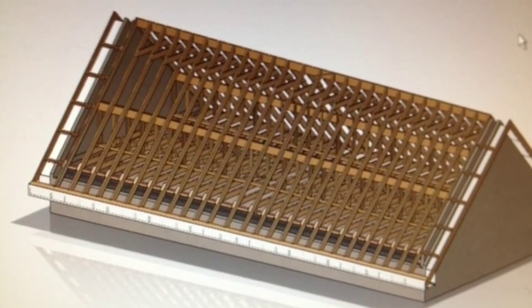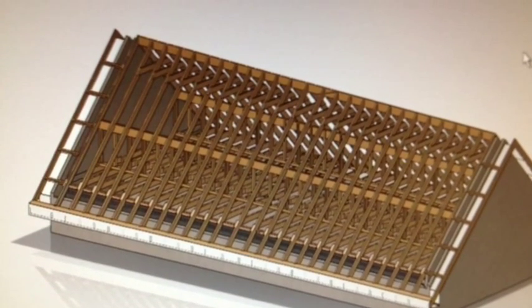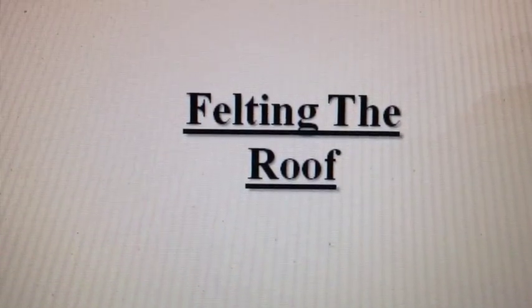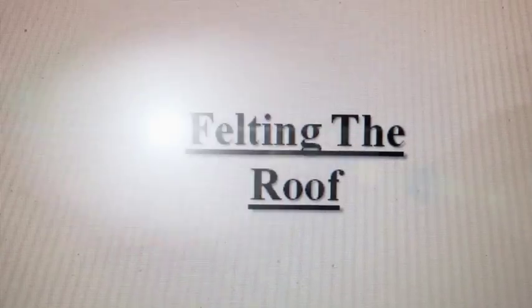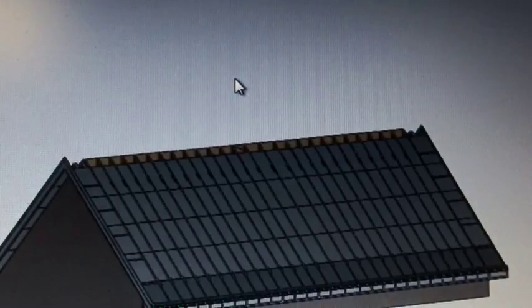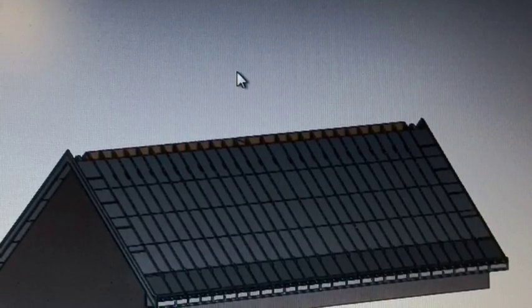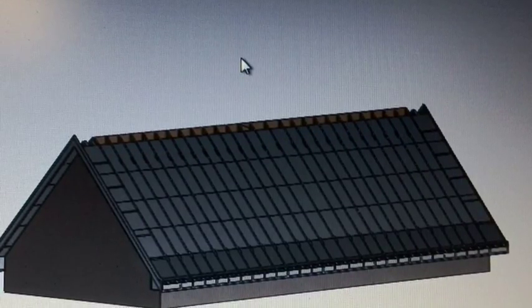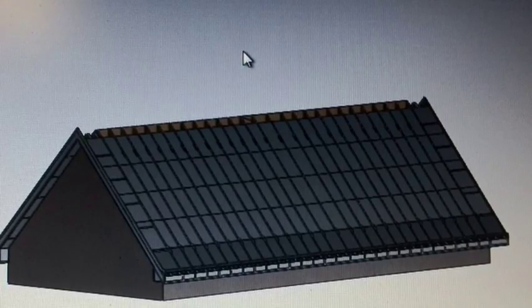Now that the roof structure is complete, we can turn our attention to closing or sealing the roof. Let's now look at how we felt our roof structure. Roofing felt is a layer of asphalt saturated sheeting that goes underneath the roofing slates or tiles in order to ensure that no water leaks into your building.